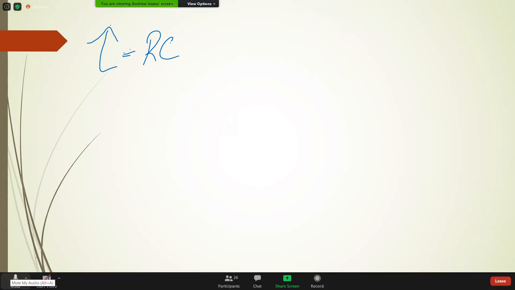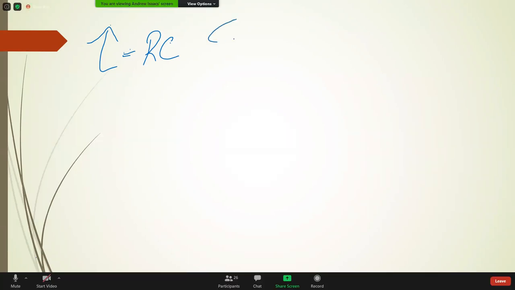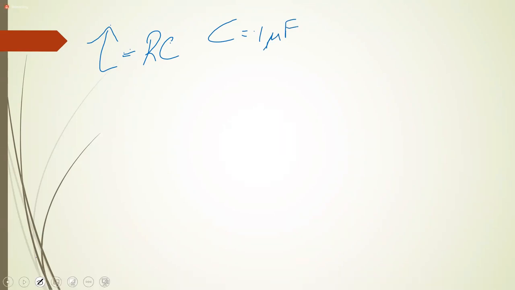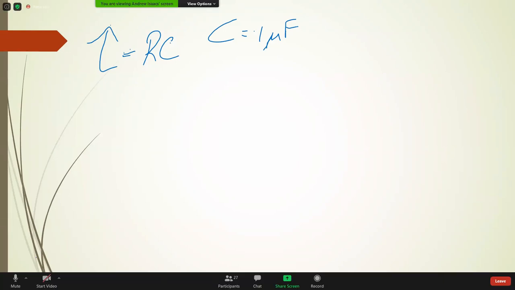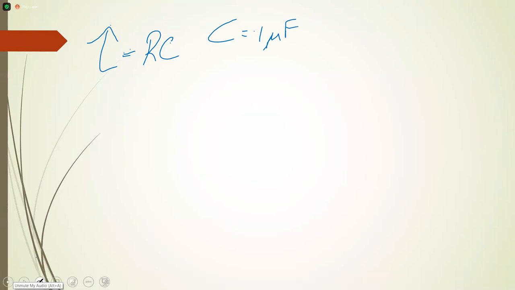So what information do we have? Let's write down what we have, and then we determine how we need to get to where we want. We have C. So C is 1 microfarad. What else do we have? Sir, I think we have a rate, because it says we want the voltage across the capacitor to be halved every 10 milliseconds. So if it is halved, what does that mean? V over 2.